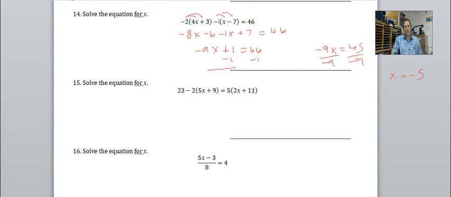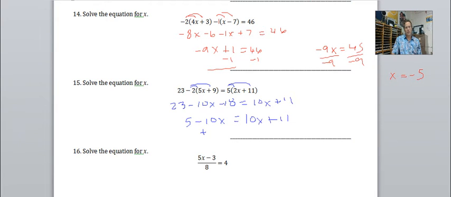Same thing, 15, distribute. 23 minus 10x minus 18 equals 10x plus 11. I'm combining like terms, so that means when I combine like terms on 15, I get a 5 minus a 10x equals 10x plus 11. I'm going to bring all the x's to one side. I like them to be positive, so I'm going to bring them to the right. So I get this 20x plus 11 equals a positive 5.